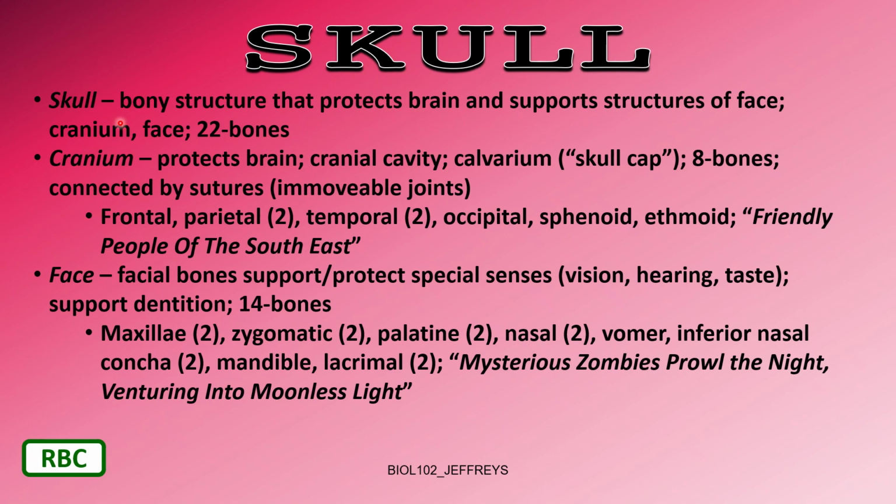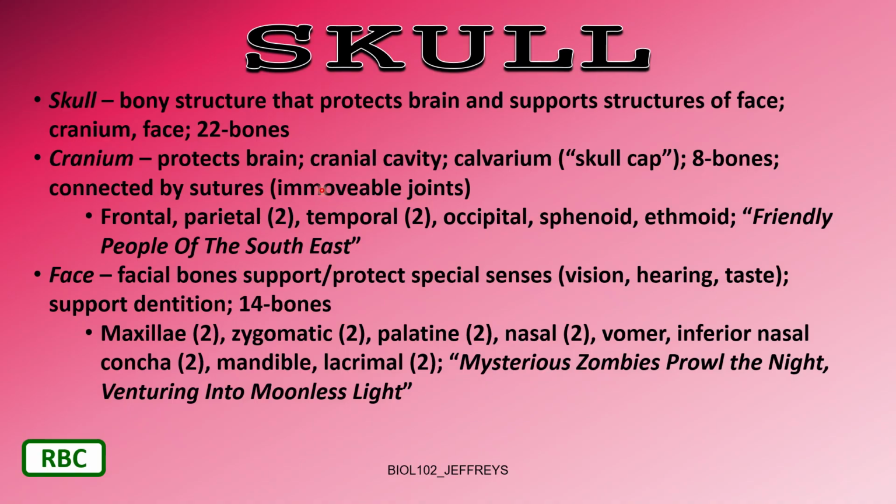Okay, let's talk about your skull. The skull is a bony structure that protects the brain and supports the structures of the face. It consists of the cranium and the face, 22 bones total. The cranium protects the brain. The brain sits in the cranial cavity, and the bones that directly lie over the brain are called the calvarium, often referred to as the skull cap. There are 8 cranial bones. They're connected by sutures. A suture is an immovable joint. We'll look at a couple of sutures in a minute.